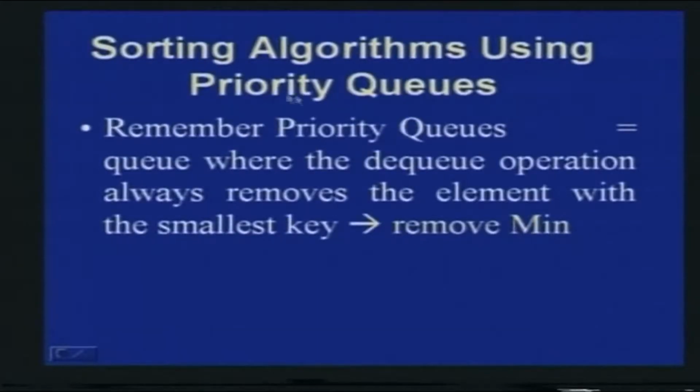There are some sorting algorithms which use priority queue. In order to remember what a priority queue is, the dequeue operation always removes the element with the smallest key, or remove min. As you remember, you can have a priority queue based on remove min or remove max, it depends on what the application is, that is not a problem, but a priority queue is basically a sorted queue. So, that is why we are going to use priority queue for two sorting algorithms.